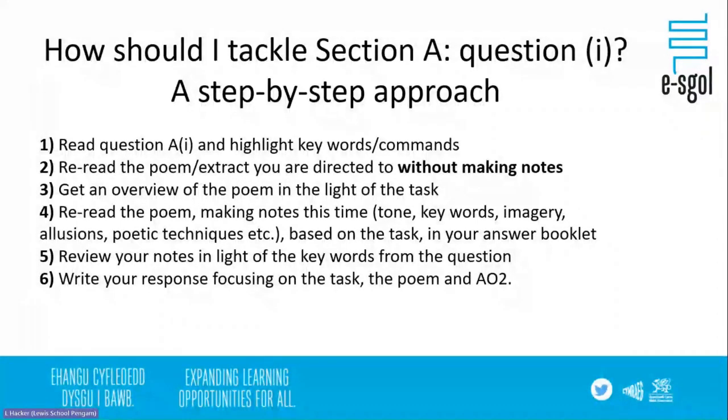Step 5 then is to review those notes in light of the keywords from the question. So again, we're constantly reminding ourselves, what angle is it that the question wants us to look at that particular poem or extract? It's not going to be a question asking you to go through the poem or extract line by line. It's going to be asking you to look at a specific theme or idea or presentation of something in that particular poem. So you must be specific.